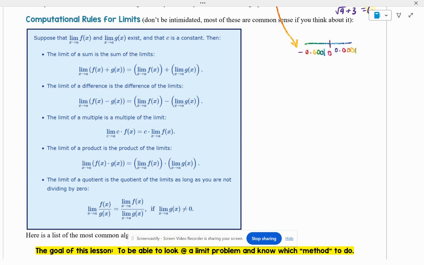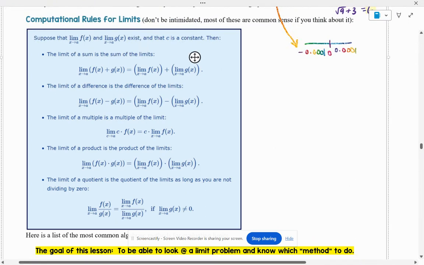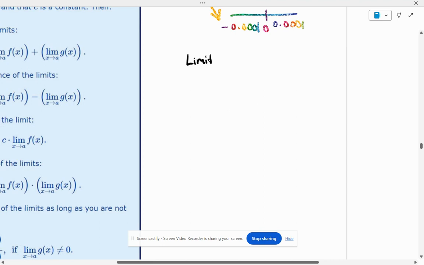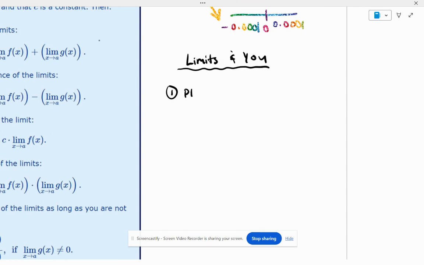But what I really want you to take away from computing limits algebraically by hand is the following decision tree. This is limits and u. This is what you do when you get to a limit, okay? 1. Plug it in. If you plug it in and you get a number, think of it in like my Long Island voice. You're done. You plug it in and you get a number, you're done. That's the answer. That's the y value the function is approaching.